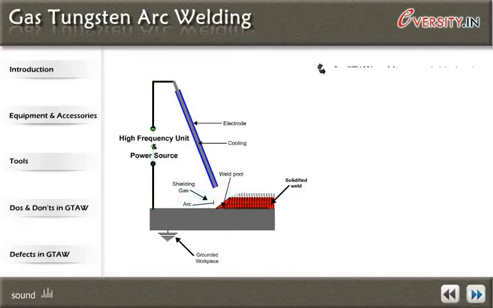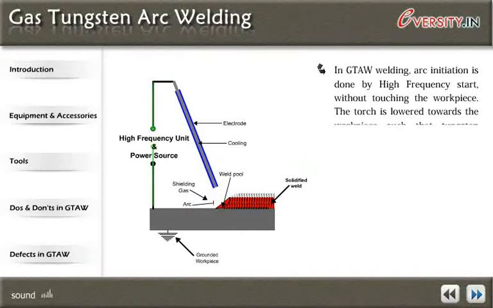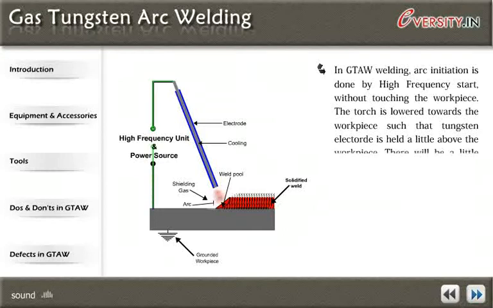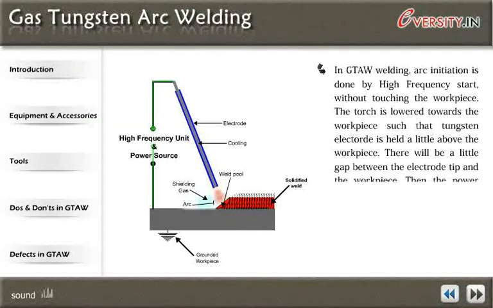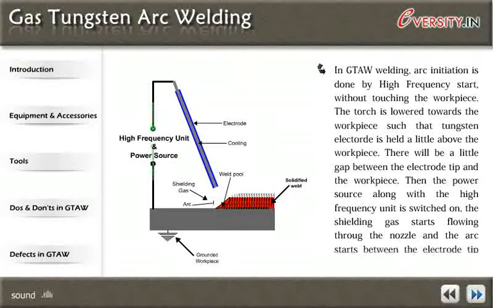Arc. In TIG welding, arc initiation is done by high frequency start without touching the workpiece. The torch is lowered toward the workpiece such that the tungsten electrode is held a little above the workpiece. There will be a little gap between the electrode tip and the workpiece. Then the power source along with the high frequency unit is switched on. The shielding gas starts flowing through the nozzle and the arc starts between the electrode tip and the workpiece.